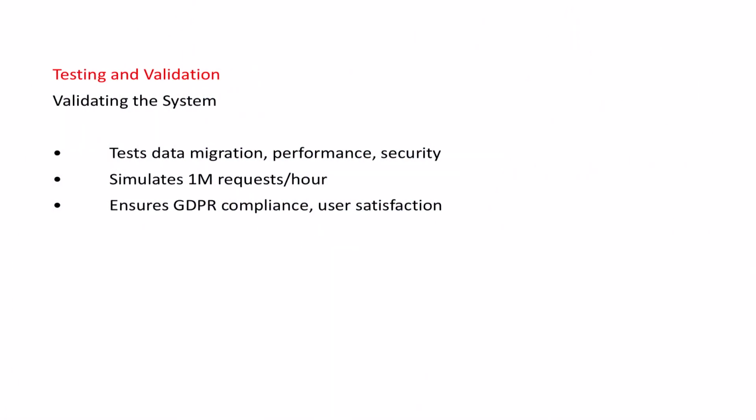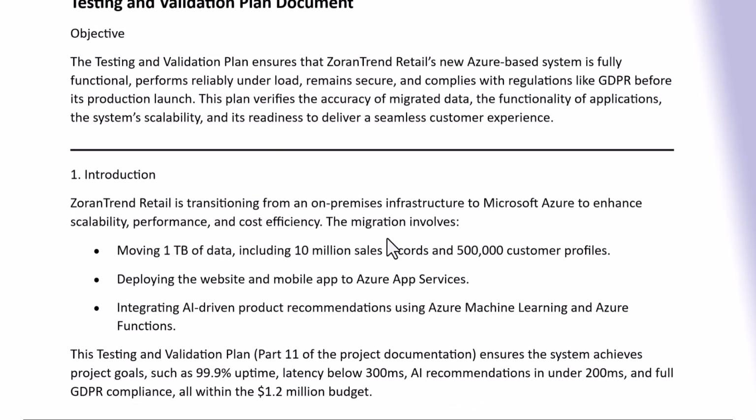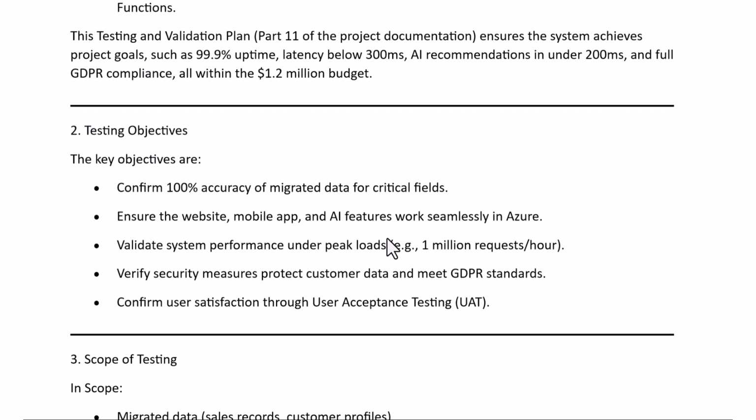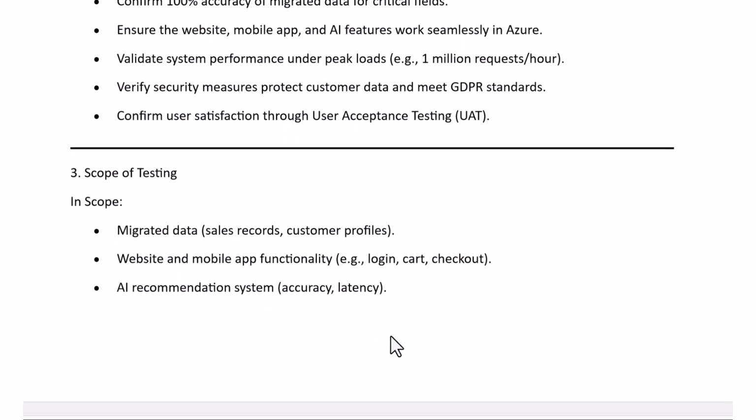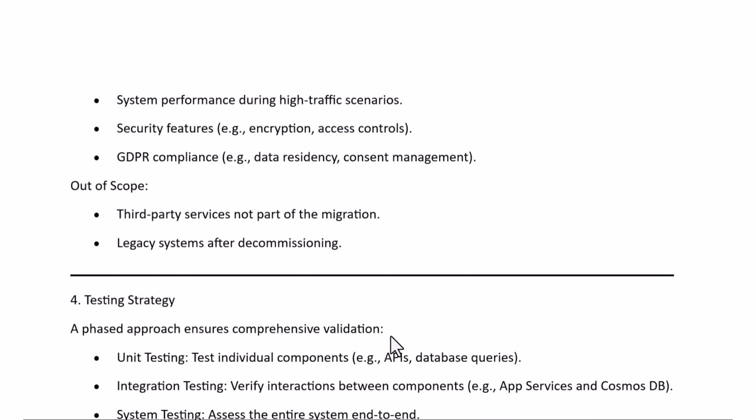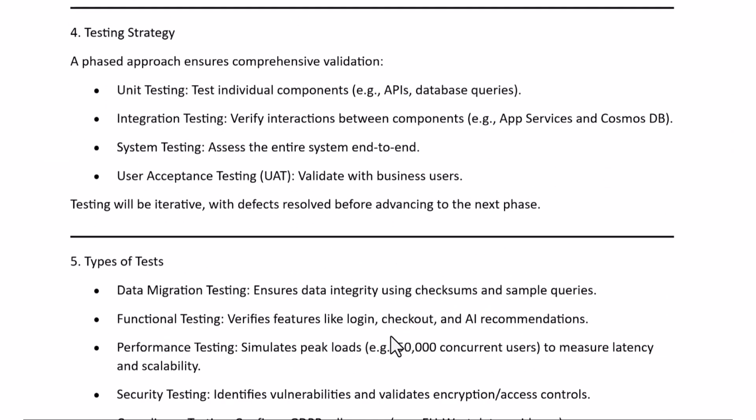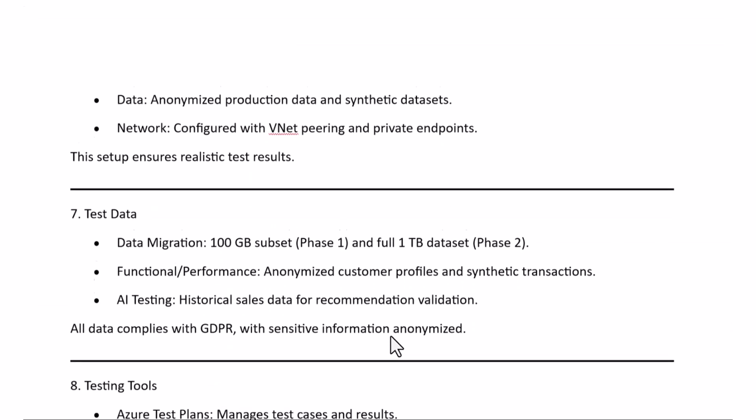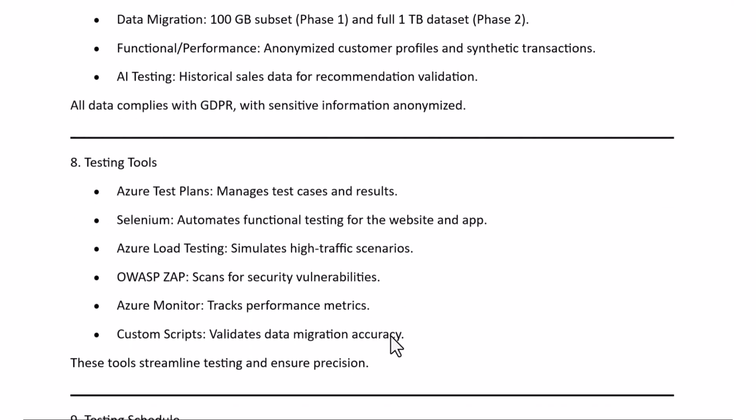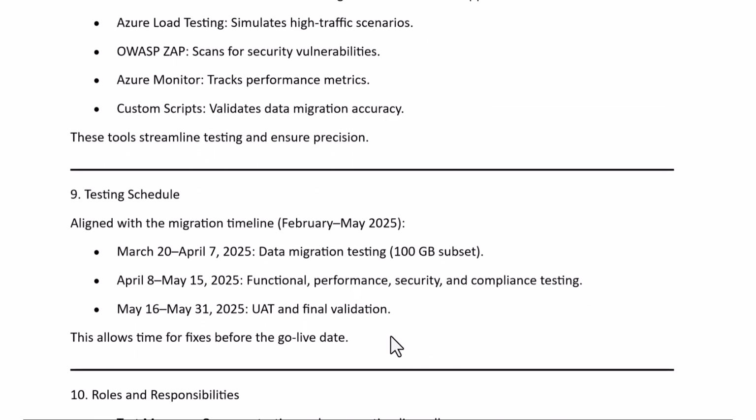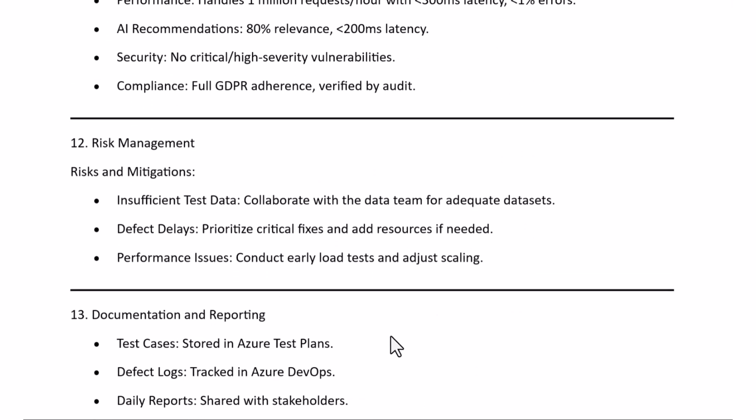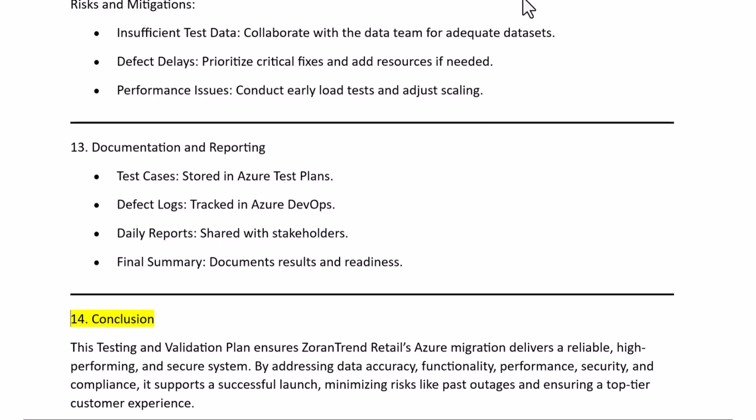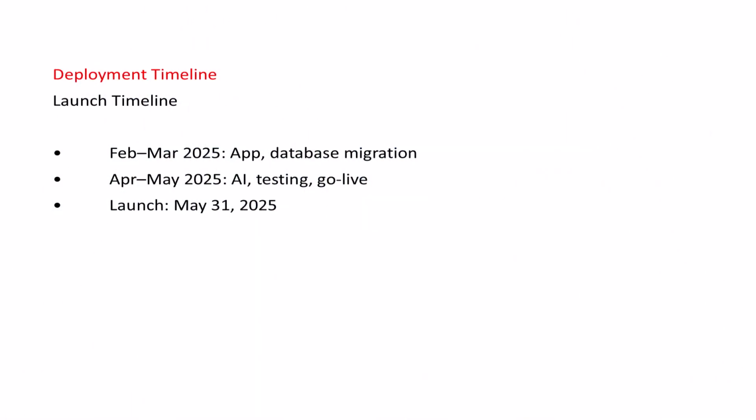Now, testing and validation plan. Objective is to verify system performance before launch. The testing and validation plan is the final pre-launch checkpoint, confirming system readiness for real customers, data, and challenges. Envisioned as a dress rehearsal, it rigorously tests all components, from website load times to AI recommendation accuracy, ensuring no repeat of past issues like the Black Friday outage, leaving nothing to chance.